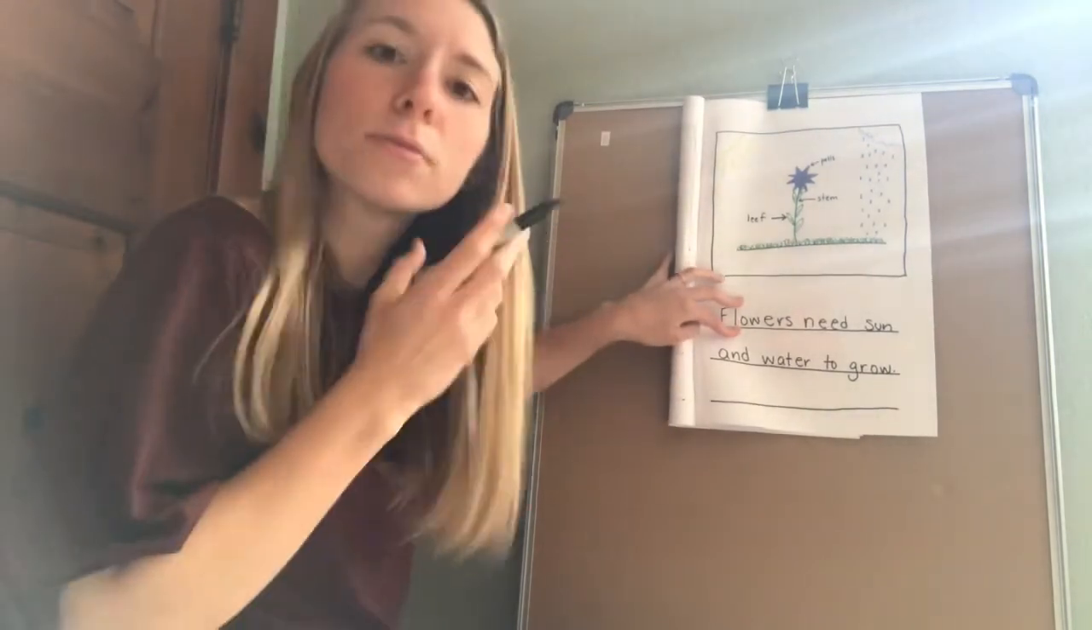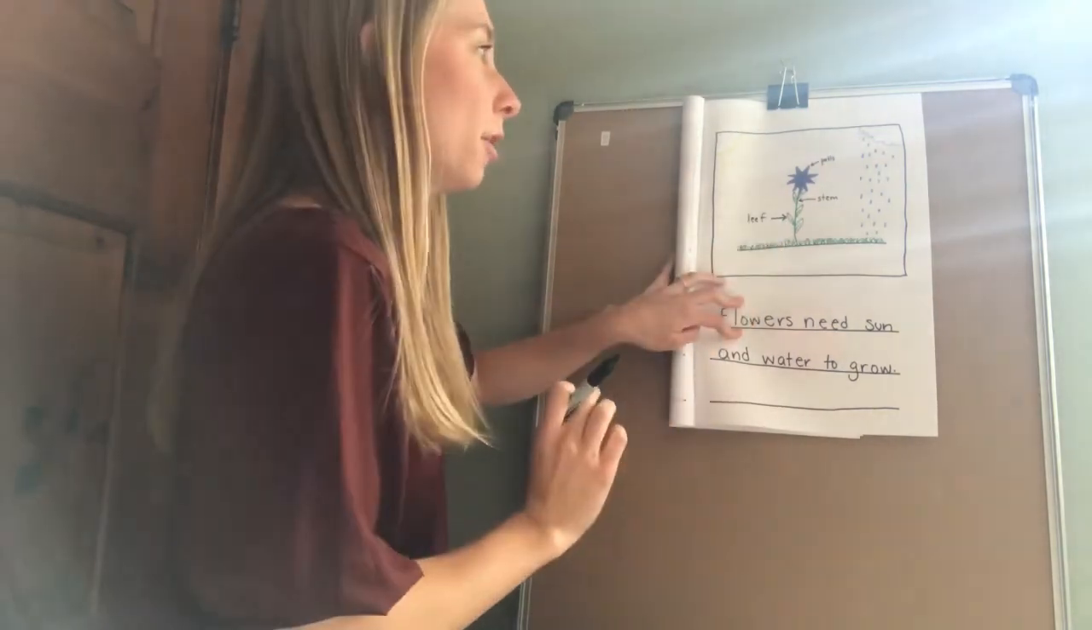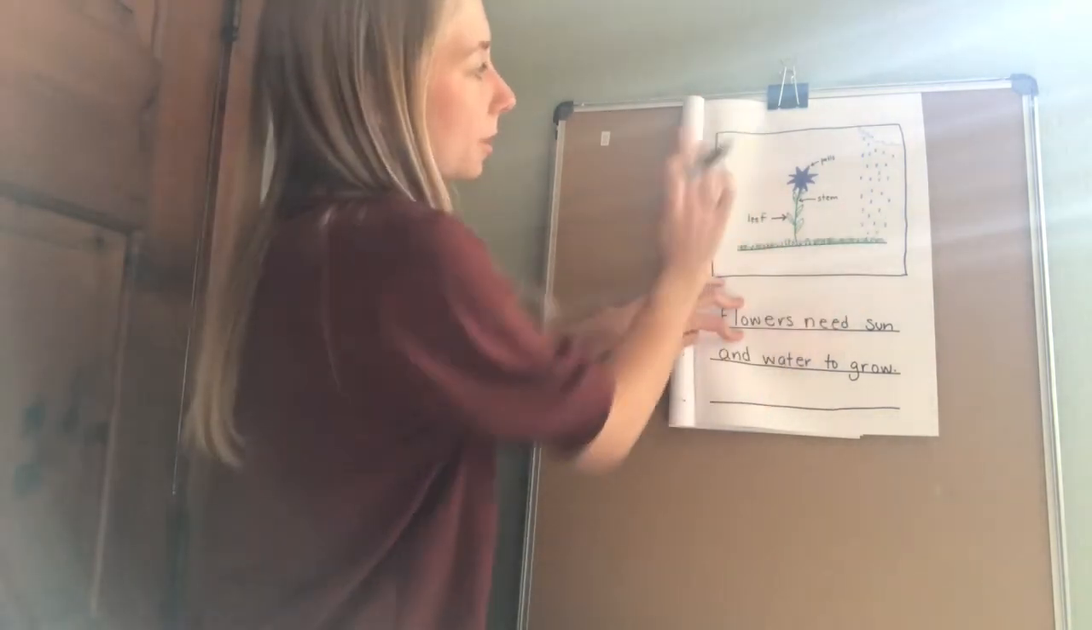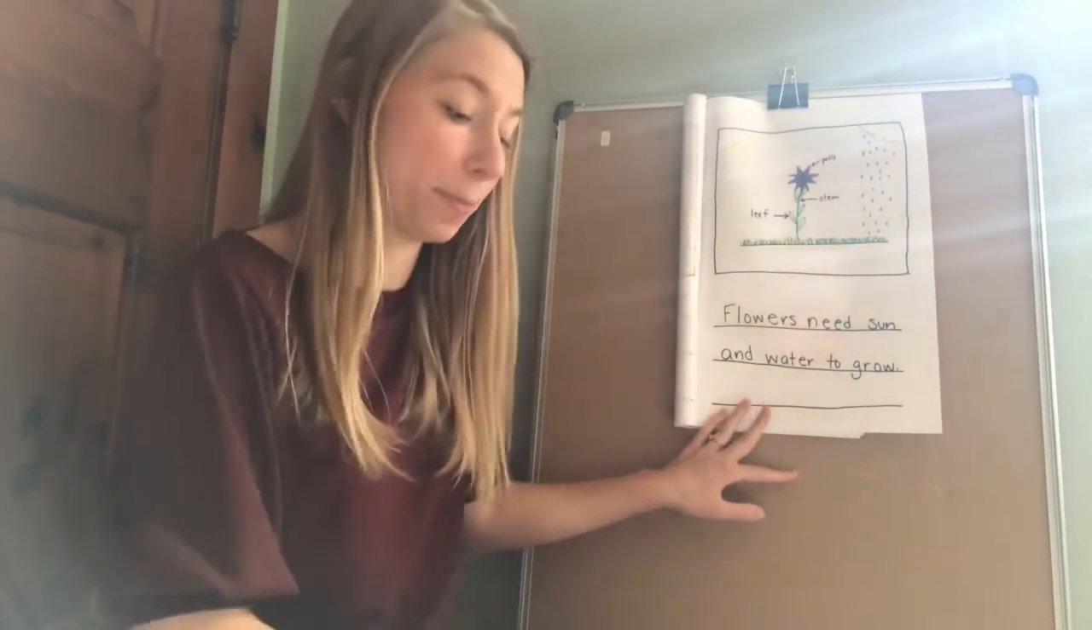What else is something you see that you know? Maybe I could label the grass. Maybe I could label the rain or the sun. Those are all good labels because they give more information about the picture.